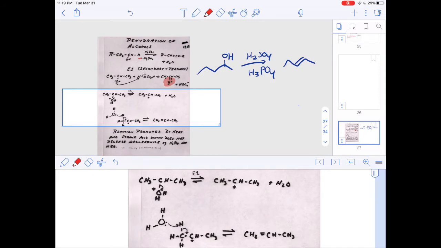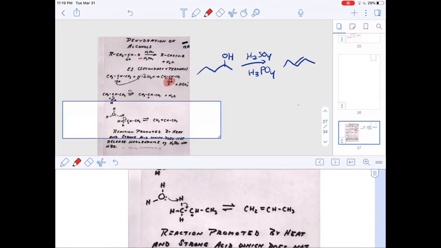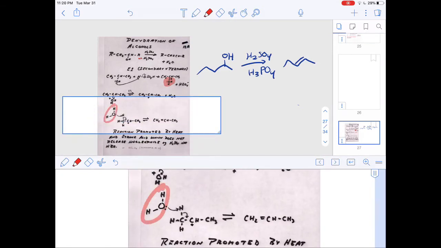So if it's following an E1 reaction, we know the next step is going to be that the base is going to pull off the beta hydrogen. In this case, it doesn't matter whether it's this one or this one because they're both equivalent. So in our next step, we see that the base, which is water in this case, pulls off the beta hydrogen to the carbocation. And when it pulls it off, the electrons that were bonded to the H move into the molecule, forming the double bond.